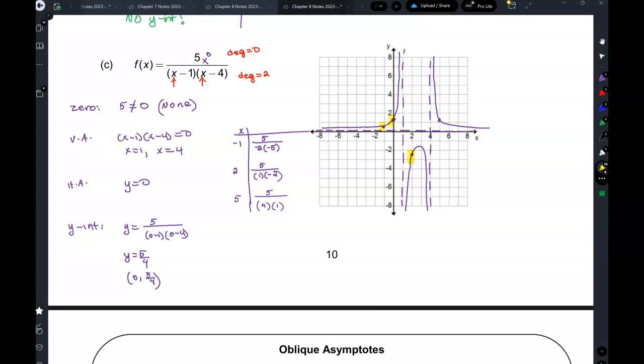To the rightmost region, is it on the top? Is it on the bottom? I plug in a point. Oh my God, it's over here. And that's the only way for it to look. Okay? All right. Quickly, I don't have too much time for questions. Yes? You have to plug.